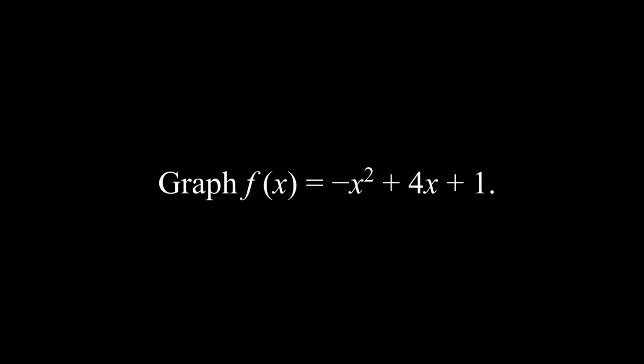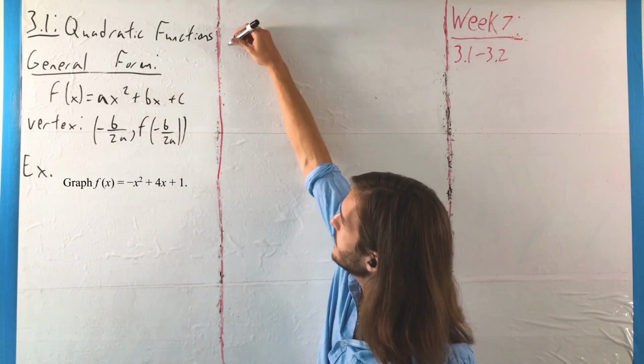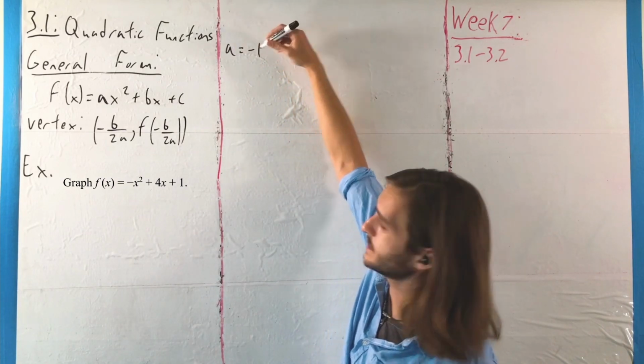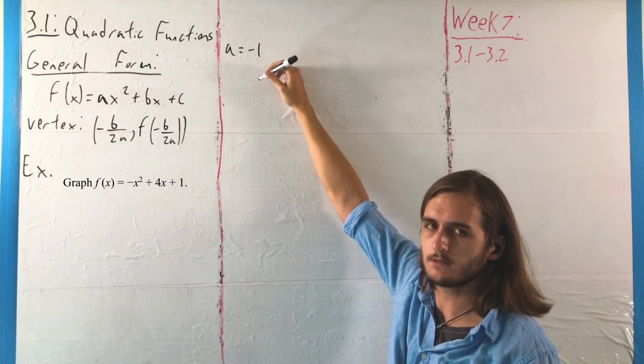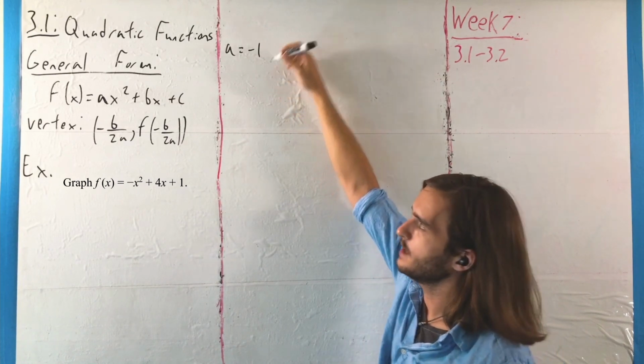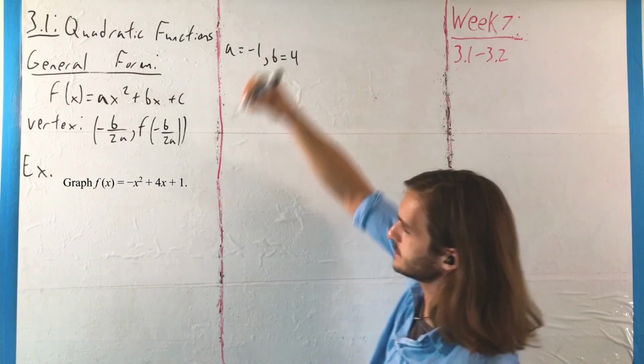So for this example, we want to graph the function f of x equals negative x squared plus 4x plus 1. And from here, just like last time, getting the value a is very important. So we have a is equal to negative 1 here, where I swear there are quadratics where a is not equal to negative 1. It just happens that these are the examples I have. And then b is important for us. That's equal to 4 here.